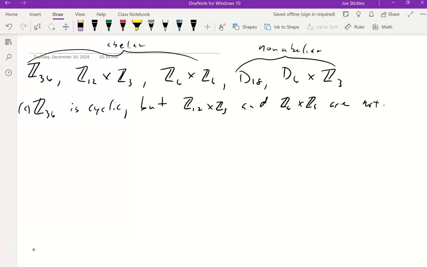So basically right now we've got Z36 in a class by itself, right? It's certainly not isomorphic to any of the other ones. The two other abelian ones are not cyclic, and the other two are not abelian, so it's all by itself. Okay. So it's definitely a distinct group from the other four.